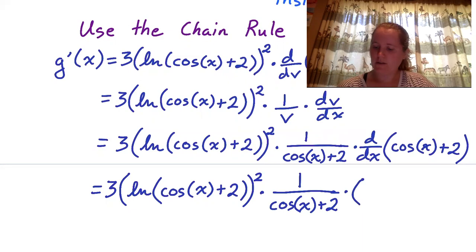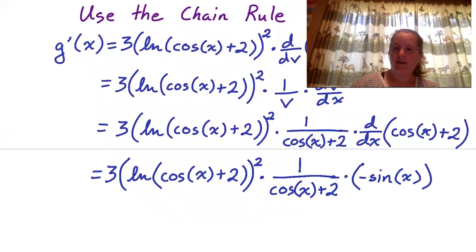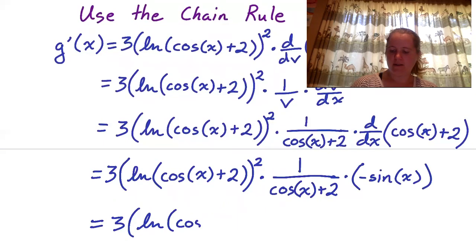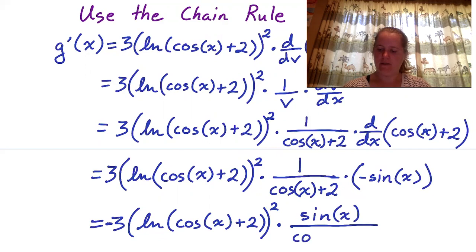The derivative of cosine of x is negative sine of x, and the plus 2 would go to 0. So if we were to simplify this, rewrite it out, we essentially have 3 times the natural log of cosine of x plus 2, the whole natural log squared, times, I'm going to go ahead and put that negative out front, so it becomes negative 3. And then we'll have a sine of x over cosine of x plus 2. So with repeated chain rule, the problems do get lengthy.